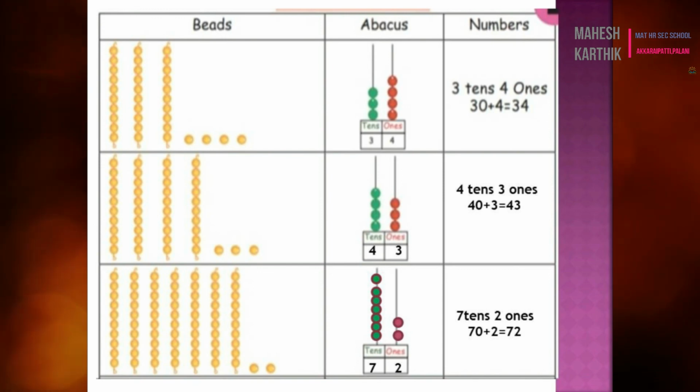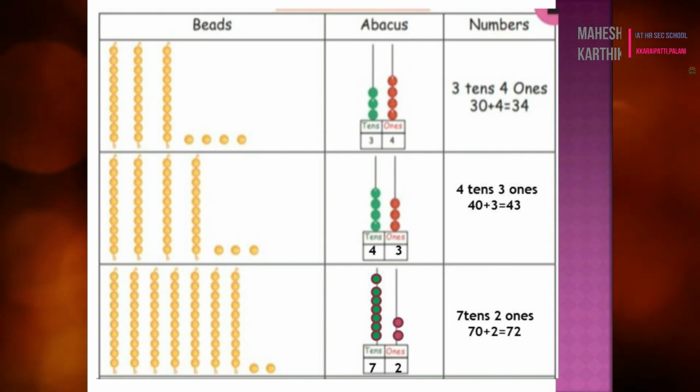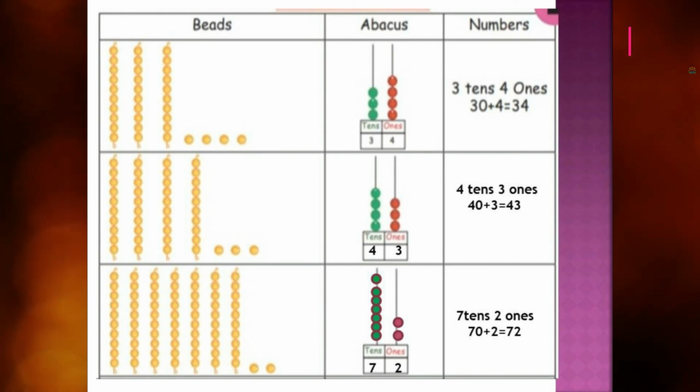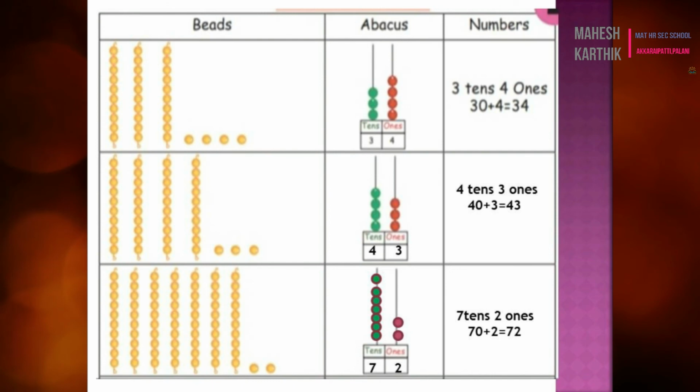So in the tens place, how many beads do you have to arrange? You have to arrange 3, and you have to write 3. How many loose beads are there? In the ones place we have 4 beads. So in the ones place you have to write the number 4. In the numbers column you have to write 3 tens, 4 ones, that is 30 plus 4 is equal to 34. Totally how many beads are there? 34. I have done the second and third sums. You can go through those sums.